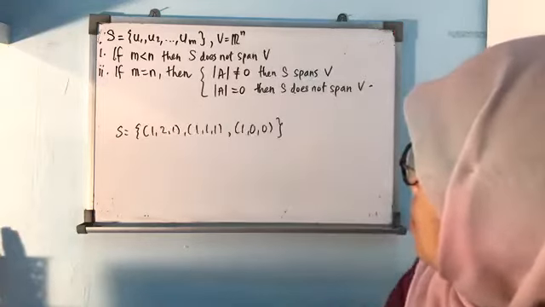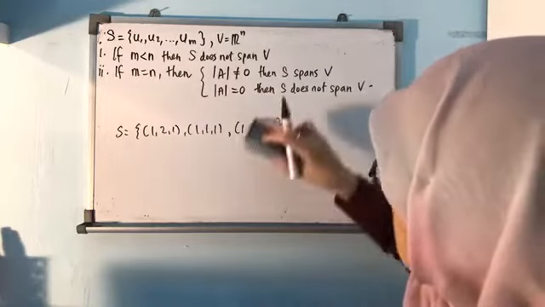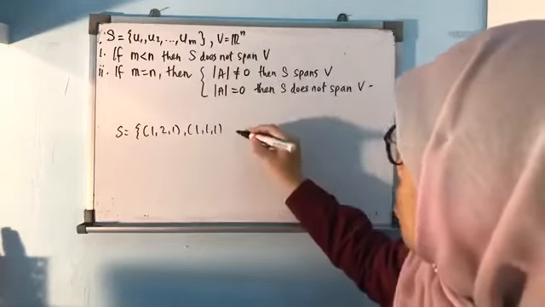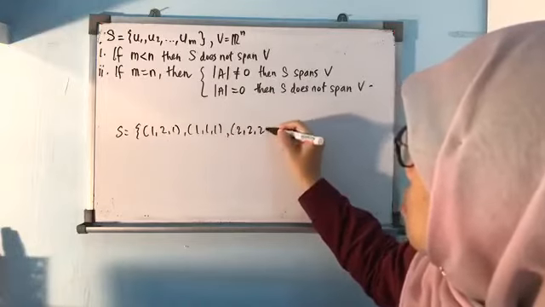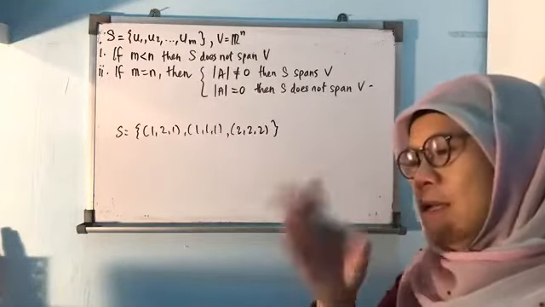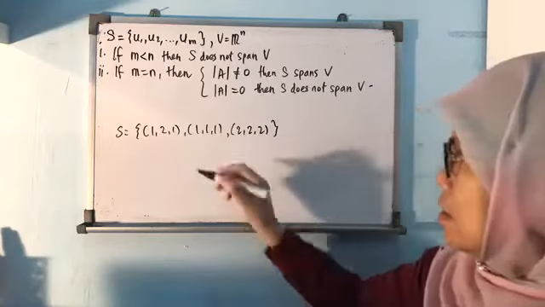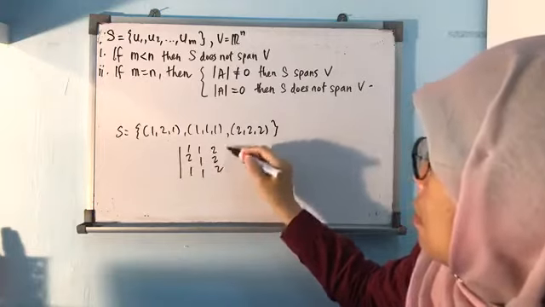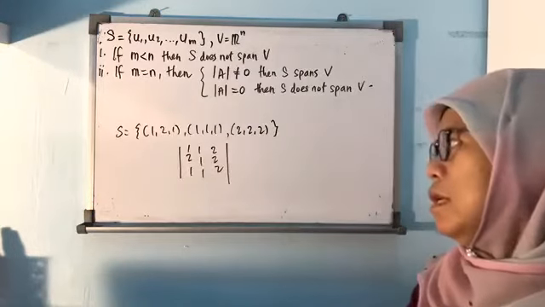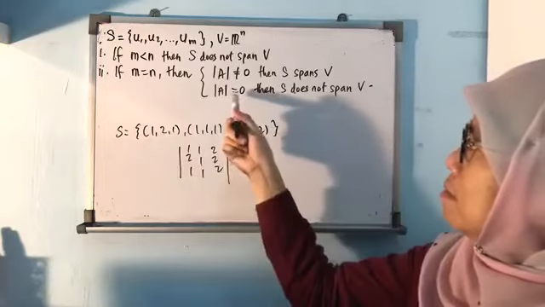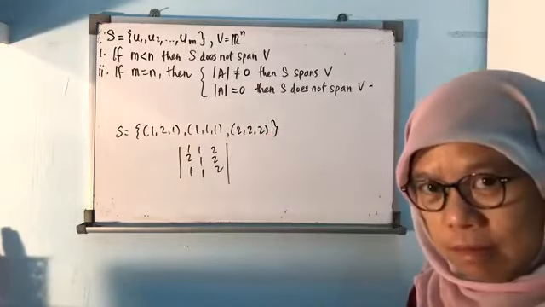The second one, if I change this to, contohnya when you write the determinant, okay, at the row yang sama kan, so the determinant is 0. So this one, by this one, does not span. Okay.